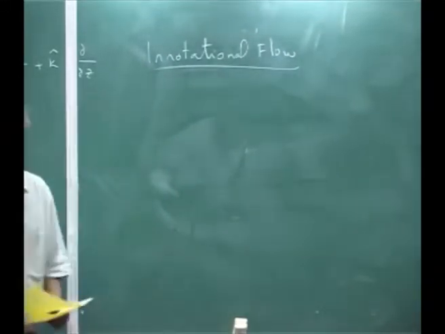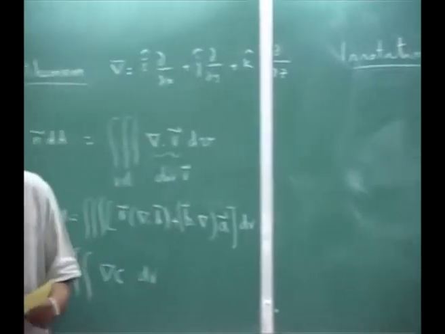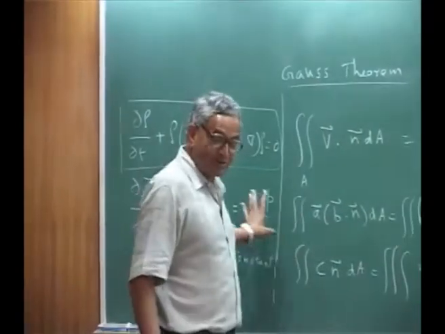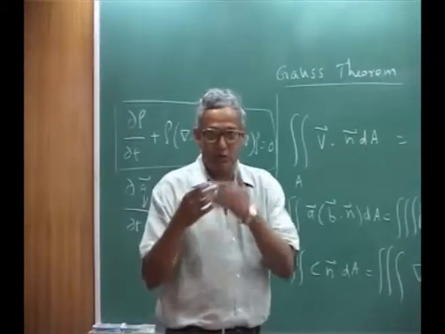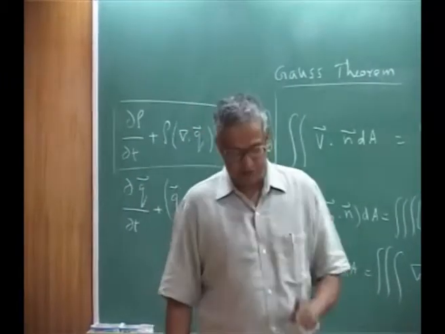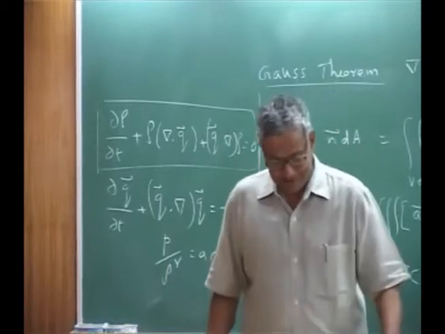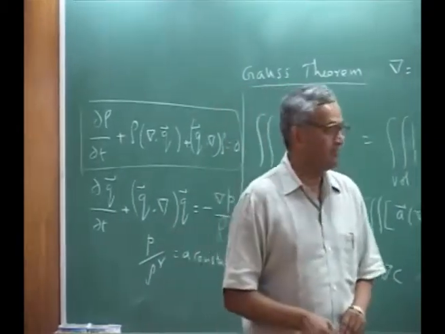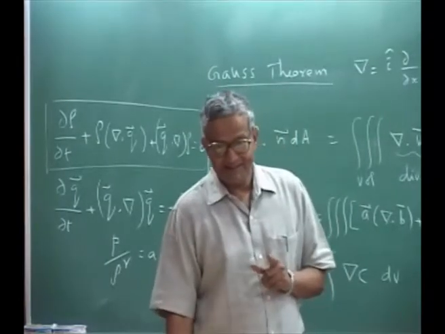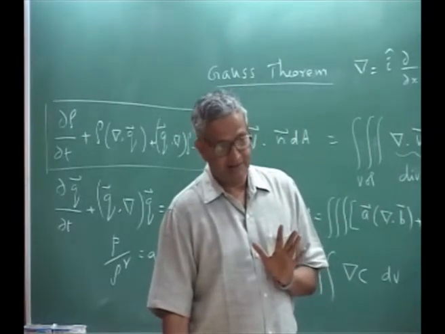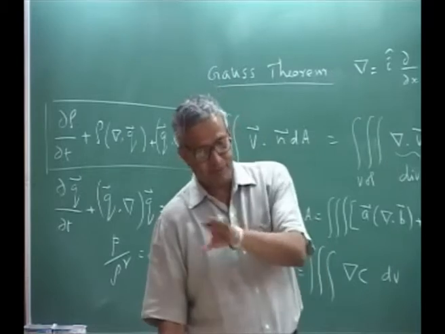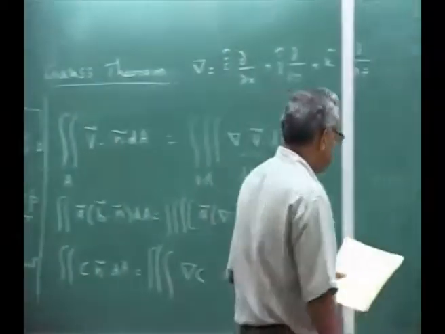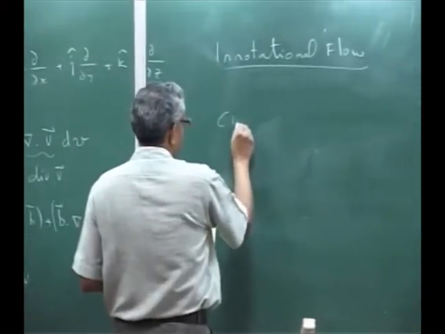These 5 unknowns and 5 equations, you can use them, but they can be reduced if you introduce the concept of irrotationality and also a velocity potential or acceleration potential. We will define both of them later. But right now, let us define something called circulation.